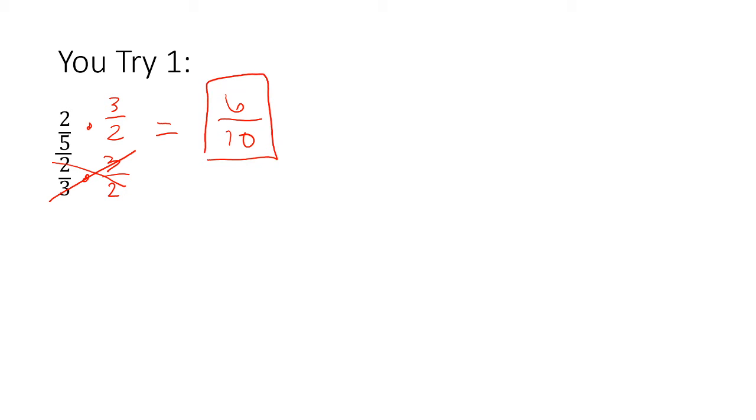Now that you've tried it on your own, let's do it together. I'm going to take the bottom fraction, and I'm going to flip it, so it'll become 3 halves, multiply it to the top and bottom. 2 times 3 is 6, 5 times 2 is 10. And I got 6/10. Go ahead and try it.